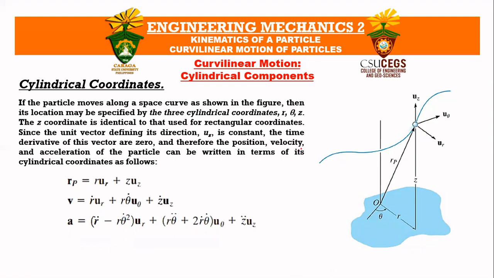So the z coordinate is identical to that used for rectangular coordinates. So it is actually the height. And since the unit vector defining its direction, or the uz, is constant, the time derivatives of this vector are zero, and therefore the position, velocity, and acceleration of the particle can be written in terms of its cylindrical coordinates as follows. So here are the component form, or the vector form, of the position, velocity, and acceleration of the particle using the cylindrical coordinates.